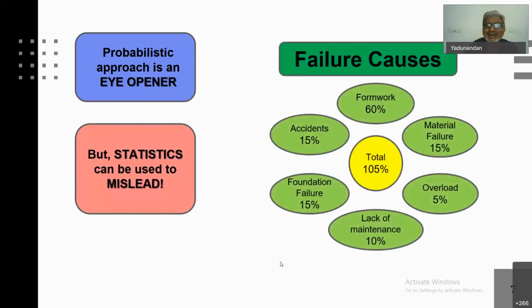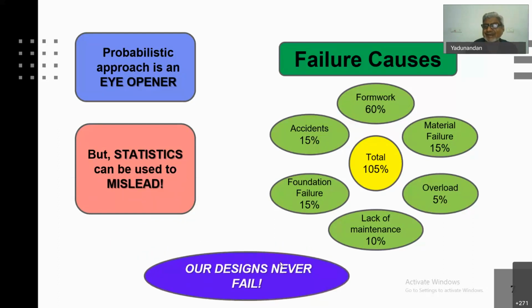For example, I can say there are various causes of failure. Human failure is 60%. Material failure is 15%. Accident 15%. Foundation 15% failure. Lack of maintenance 10%. Overloads causing 5%. If you take all that, the total for design is 5%, so that our designs never fail. It's only all the other reasons we put together which are making the structure fail. Statistically, you can present it just in a lighter way.